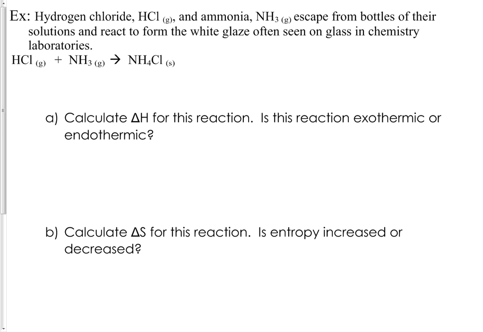But if we look at how we actually do the problem, this should be written on your sheet for you. It says hydrogen chloride, which you know as HCl, and ammonia, NH3, escape from bottles of their solutions and react to form the white glaze that you often see on glassware in chemistry labs. The reaction is given as HCl plus NH3 makes NH4Cl. The first thing it's asking you to do is calculate delta H for this reaction. Without any values given, you would want to use the values in Appendix C. I don't remember if your book has this one, so I will give that to you.